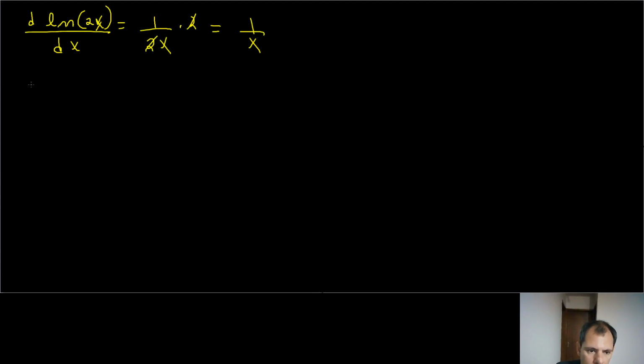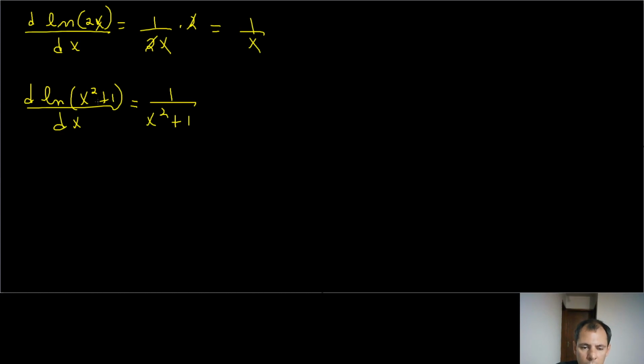The derivative of ln of x squared plus 1 with respect to x. It's going to be 1 divided by x squared plus 1 times the derivative of the inner function, which is 2x. So there you go. You can get this thing out of here. That's it.